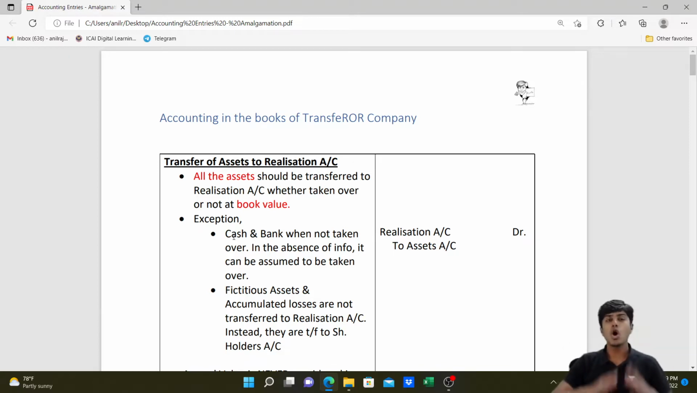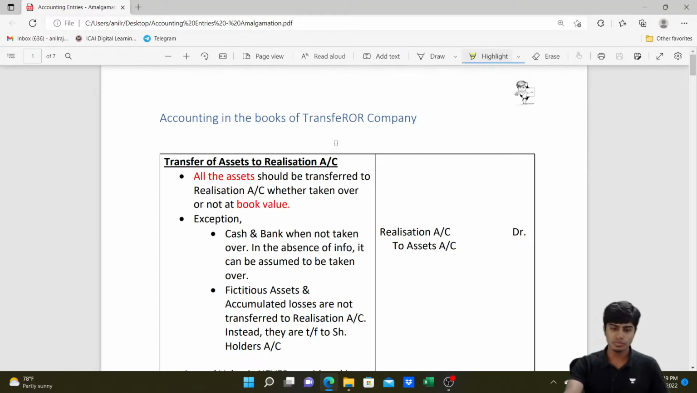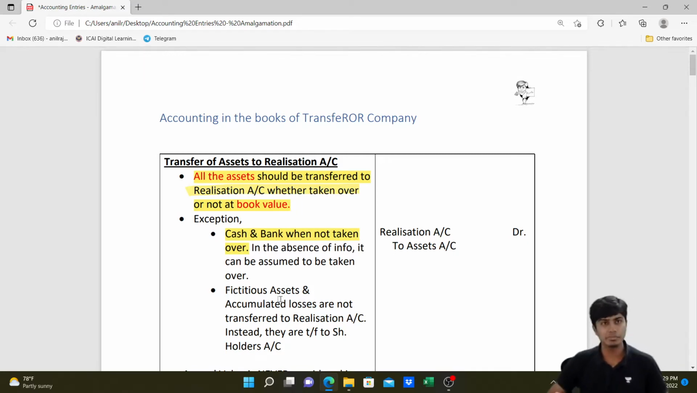Let me summarize this. All the assets and liabilities should be transferred to realization account, whether taken over or not, at what value? At book value. Very important. Exception: cash and bank when not taken over. When it is not taken over, we will not transfer. Why? Like they are not taking over cash and bank as an asset, they might not be taking over certain liabilities as well. Whenever they don't take certain liabilities, those liabilities we are going to pay off from our pocket as a transferor.